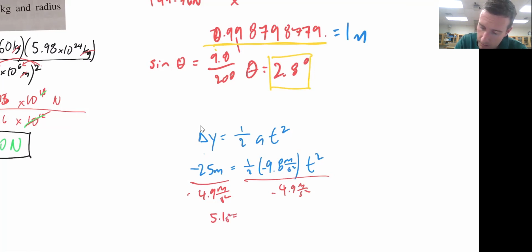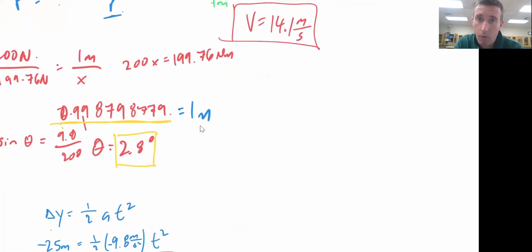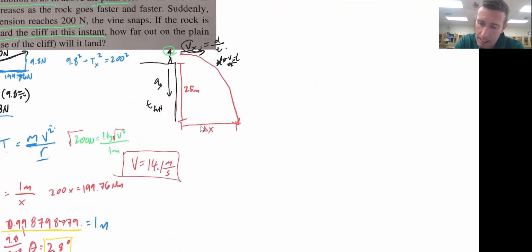Second squared equals t squared. T equals 2.26 seconds. All right, I got 2.26 seconds. I have 14.1 meters per second. I was up here.